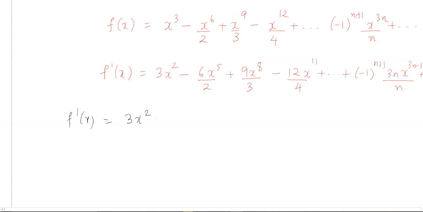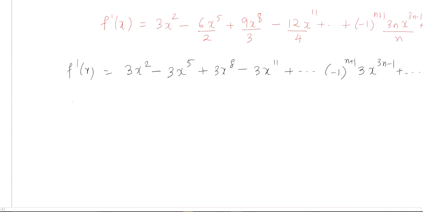3x squared minus 3x to the 5 plus 3x to the 8th minus 3x to the 11 plus dot dot dot, minus 1 to the n plus 1, and then 3x to the 3n minus 1 plus dot dot dot. Now here we want to find f prime of t squared, and so for each of the x's we'll replace it with t squared.